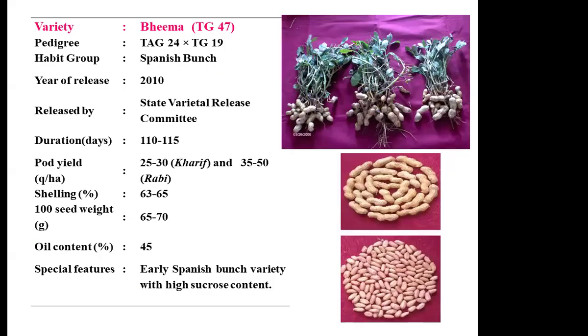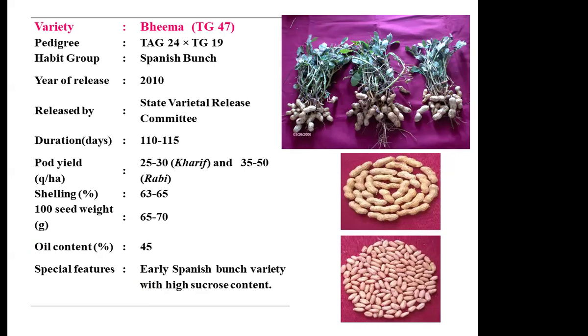We have identified a line from the material that was supplied from BARC. We requested them to supply some bold-seeded lines. Out of the 10-15 lines that they have sent, we have picked up this line, TG47, and we have released it at state level. This is a 3-seeded, short-statured, high-yielding line, maturing in 110 to 115 days. That is the beauty of this one.